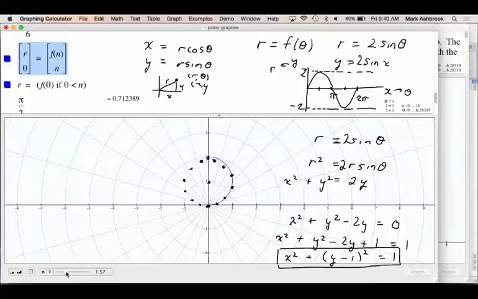Then as theta goes from pi over 2 to pi, r goes back down from 2 to 0. And then if we go from pi to 3 pi over 2, see the blue point there, tracing on the red line, meaning negative values of r. 0 to negative 2, and then negative 2 back to 0 as theta goes from 3 pi over 2 to 2 pi. So it traces it again. And we showed it algebraically that it's the circle, center 0, 1, radius 1. Because r equals 2 sine theta, we did the math, is equivalent to this equation of x and y, which is the circle that we just drew.